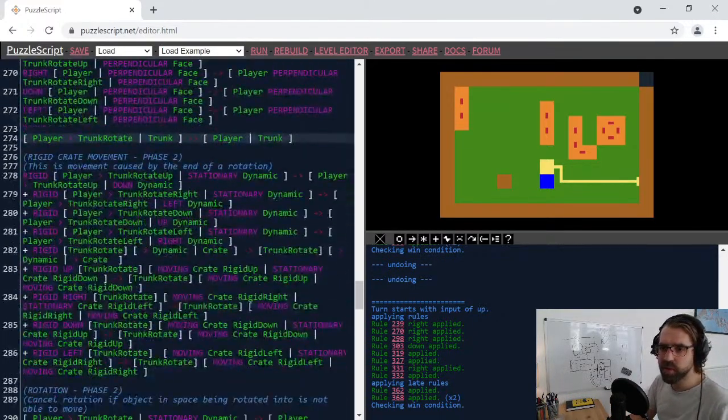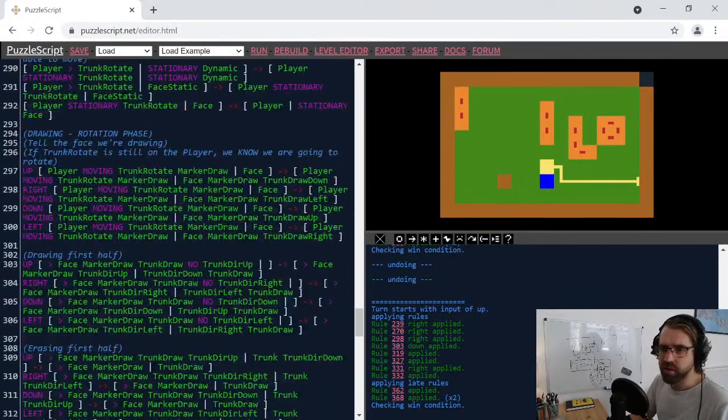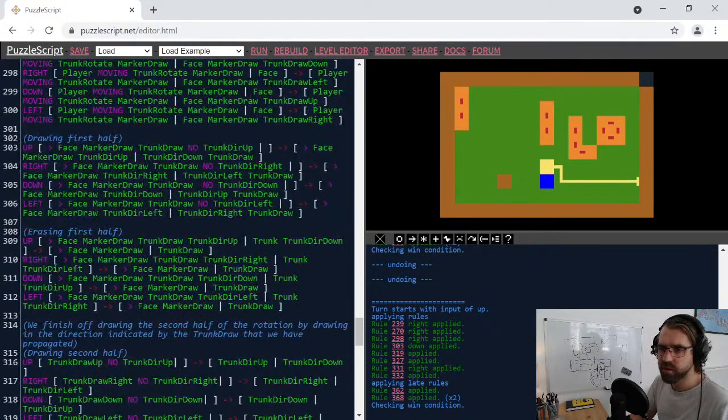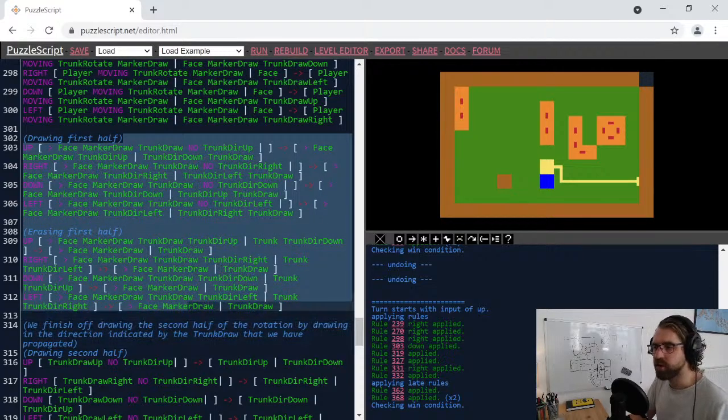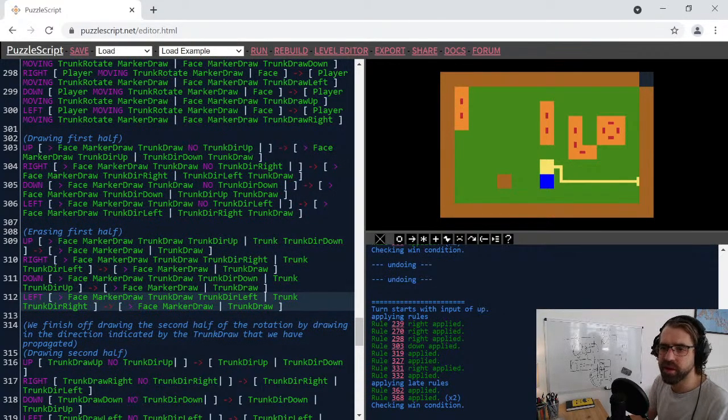Where's the winding and unwinding happens? Down here, rotation phase, draw first off, erase off. This is only once I know I'm already doing it. How do I determine it? That's, I guess, the interesting question. Do I determine whether I'm erasing or drawing? Place marker, draw, trunk, draw. So it's whether there's a thing. Right. So if in the up direction, you have face, the marker draw, no trunk draw up.